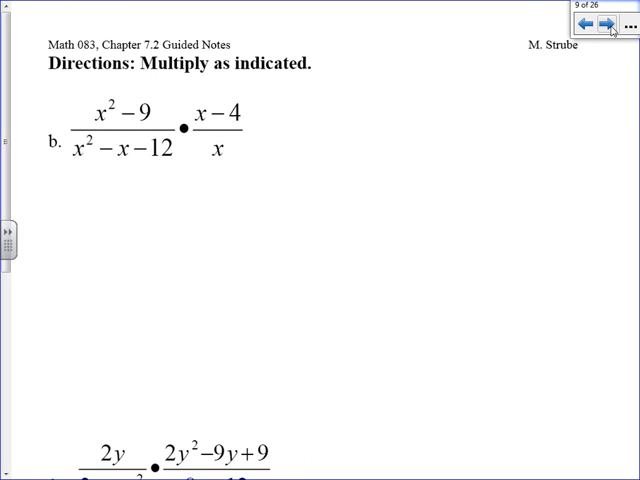All right, B. It looks a little more daunting. People actually have an easier time with this type of problem, I find. What we're going to need to do is factor, factor, factor, factor. Go through and factor every part of this. So let's start by factoring x squared minus 9.